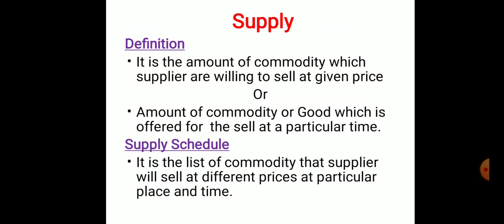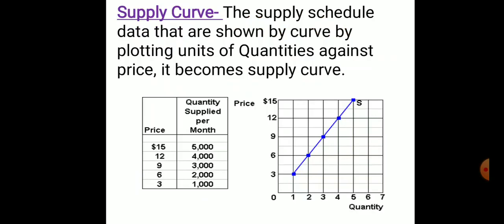Now we will discuss the next concept as supply. So supply is the amount of commodity which suppliers are willing to sell at a given price, or we can define it as the amount of commodity or goods which is offered for sale at a particular time. So next is the supply schedule. Supply schedule is nothing but the list of commodity that suppliers will sell at different prices at a particular place and time. Next is the supply curve. Whatever the supply schedule data is, when shown by plotting units of quantities against price, it gives the supply curve.